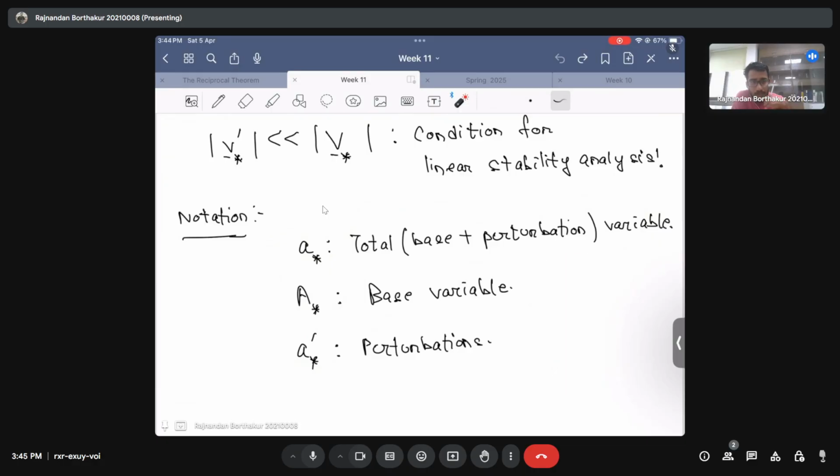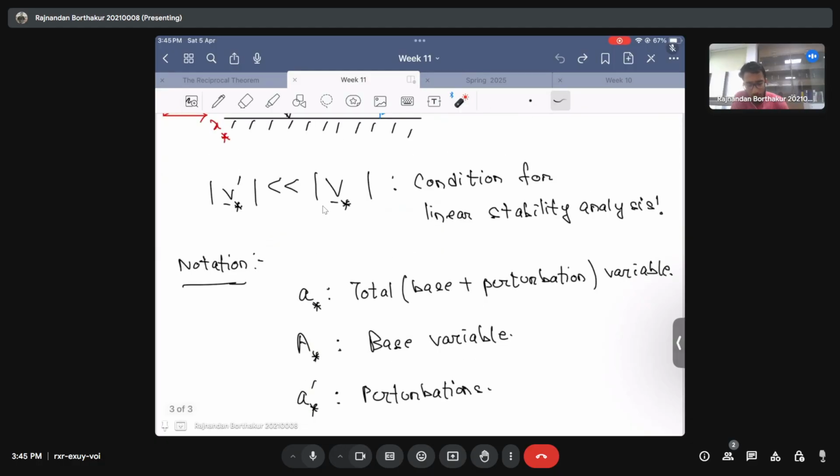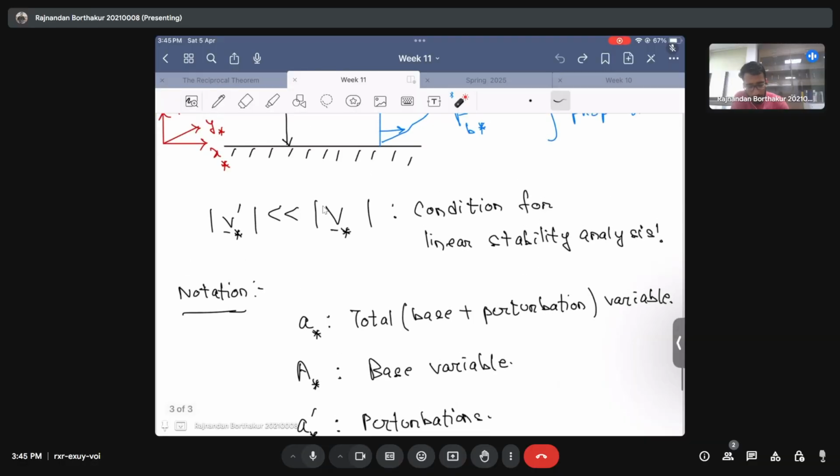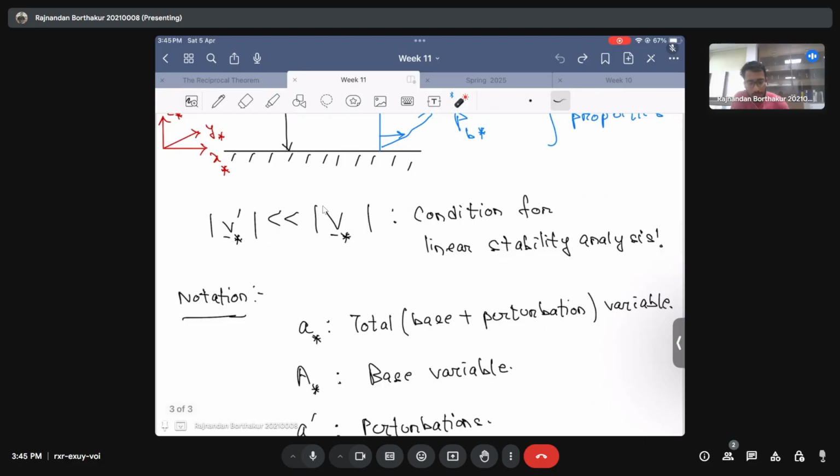Okay, and in this case, and also in the cases which you saw in the theory classes, we will do something known as the linear stability analysis. This means that your perturbations, which we denote as dash quantities, have a magnitude very much less than the magnitude of the base flow. If you take the ratio of V dash by capital V, this is very much less than 1. And this is the domain in which the linear perturbation analysis works.